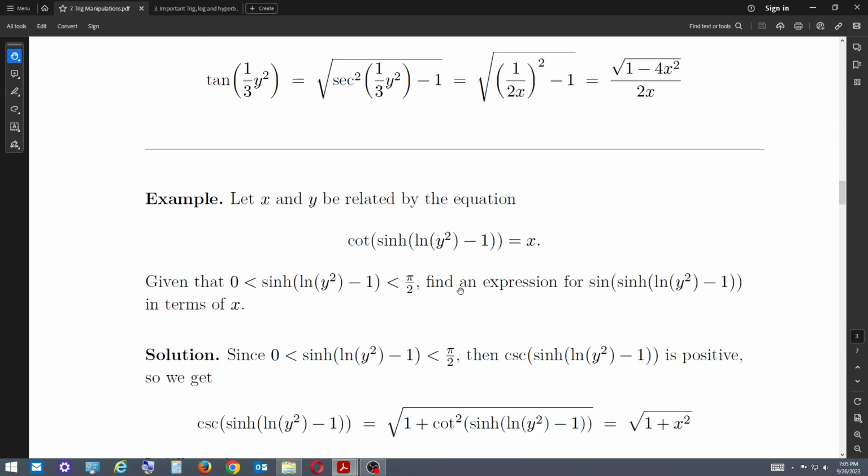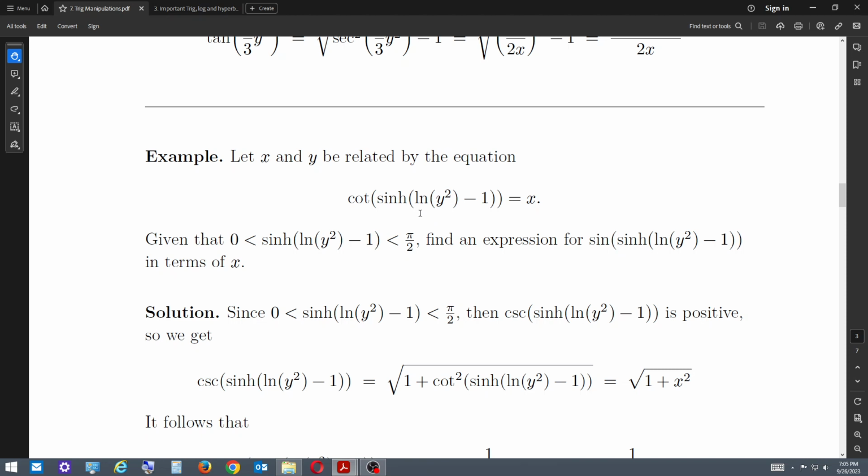Alright, one last one here. This is a bit more complicated. So x and y are related by this equation this time. Cotangent of the hyperbolic sine of ln of y squared minus 1 is equal to x. Given that everything inside this cotangent, sinh of ln of y squared minus 1, you could think of that as some angle z. Given that z, that angle, lies between 0 and 90 degrees, find an expression for sine of z.